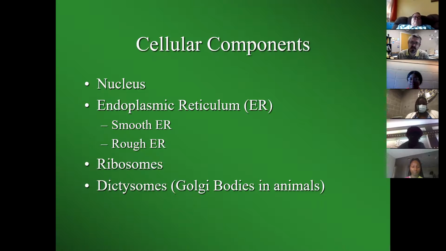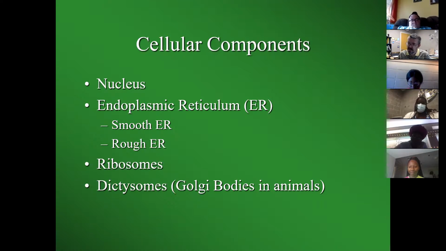Or at least just something about it. We need to work on that. So bio majors, we got to know this stuff.